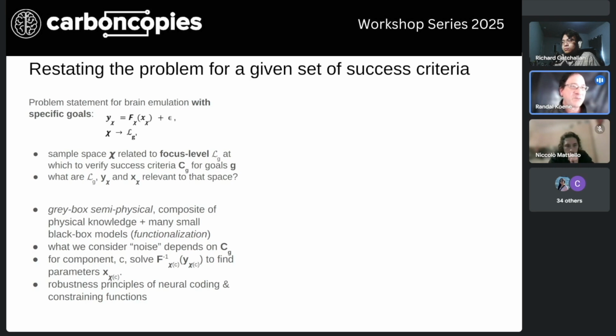In attempting system identification, seeking a model for a component black box subsystem that correctly predicts even previously unobserved behavior, we solve the inverse problem of F inverse to parameterize the subsystem parameters x chi of that component, C. The inversion via SVD assigns significant power to the smallest eigenvalues of the forward problem, and those are the ones that are most affected by variations in noise. Consequently, robustness principles of the neural coding involved within the subsystems and the constraining functions that determine that neural code are of paramount importance.